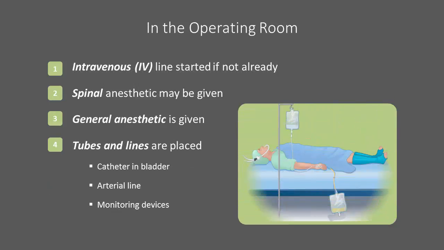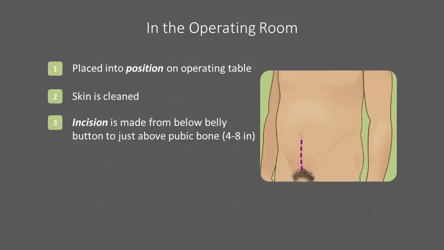Once in the operating room, an intravenous or IV line will be started if not done already. As mentioned, a spinal anesthetic may also be given. You will then be put to sleep by the anesthesiologist, and a breathing tube will be introduced. Other tubes and monitoring lines may then be placed, including a catheter into your bladder to monitor urine output, and rarely an arterial line in your wrist to monitor blood pressure. Other monitoring devices are also used to check your blood level of oxygen, your temperature, and your level of anesthesia, among other things.